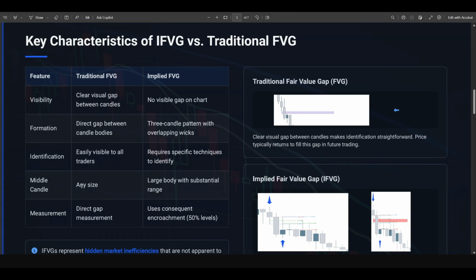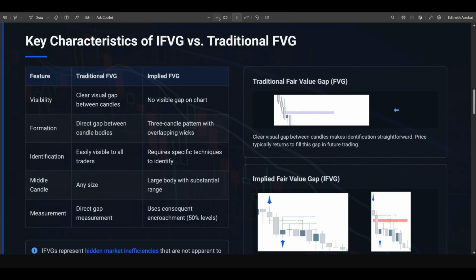Now, when it comes to the middle candle, it can be any size for the traditional fair value gap. But for the implied fair value gap, you have to have a large body with substantial range. You don't need a bunch of market structure, but it's recommended. Really, just a large body with big candle wicks on each side is more than enough. When it comes to the measurement, the traditional one is a direct gap measurement. When you see a regular fair value gap, you don't need to measure anything else, just wick to wick. For the implied fair value gap, you use consequent encroachment, which is just the 50% level of your fib.